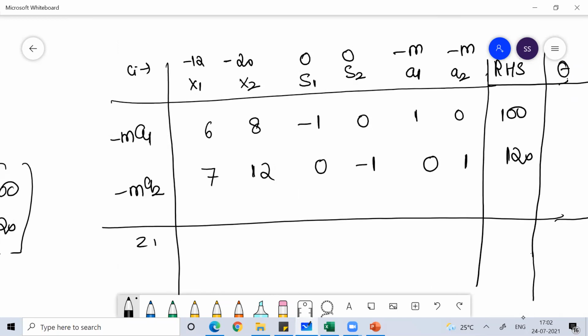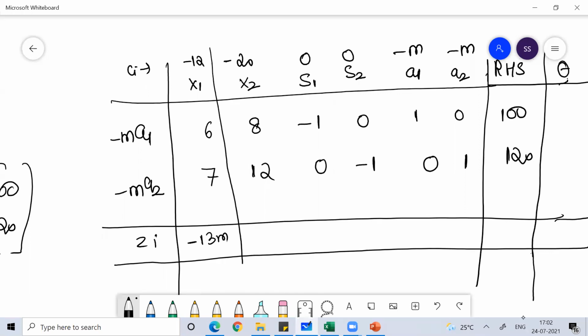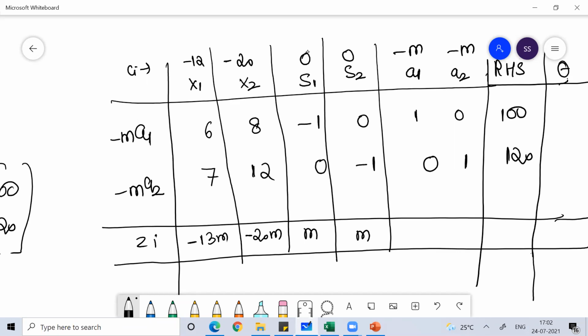So now I can find the Zi value. The Zi value will be minus 6M plus minus 7M, which is minus 13M. So this will be the first value. The second one will be minus 20M, minus 8M, minus 12M. Then this will be M, then this will be M, then this will be minus M, then this will be minus M.